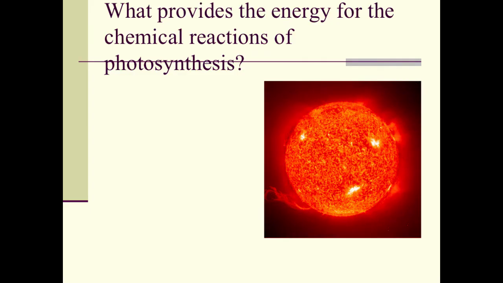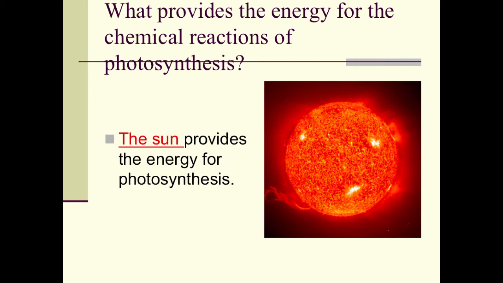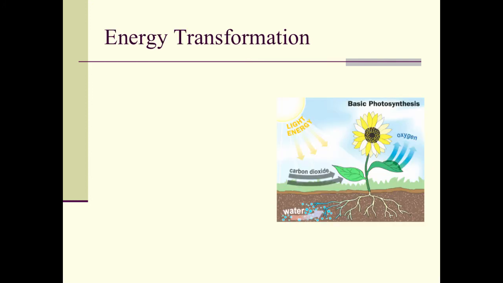So what provides the energy for the chemical reaction of photosynthesis? It's the sun. The sun provides energy for the photosynthesis. The sun provides energy for everything on Earth. The whole reason the Earth and all life exists is because we get energy from the sun. And it is plants, through the process of photosynthesis, that converts this radiant energy into a form that all life can use, which is chemical energy.